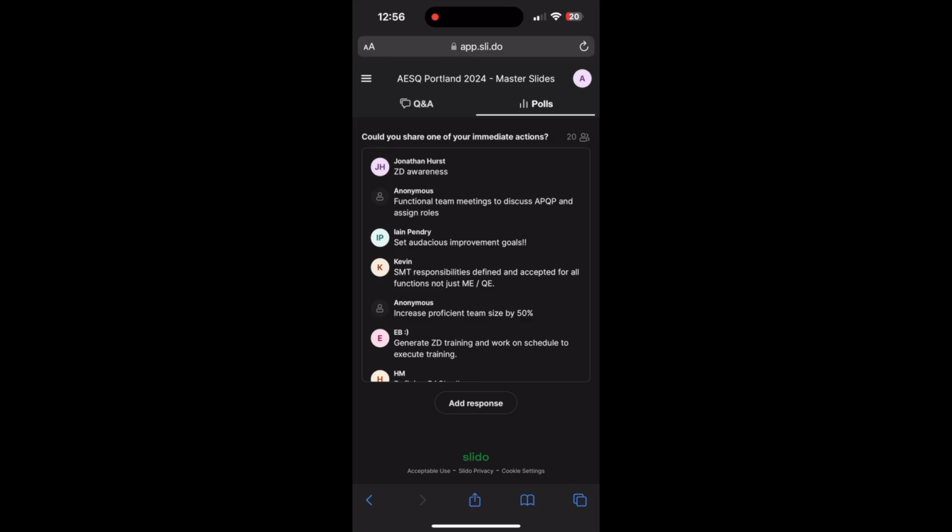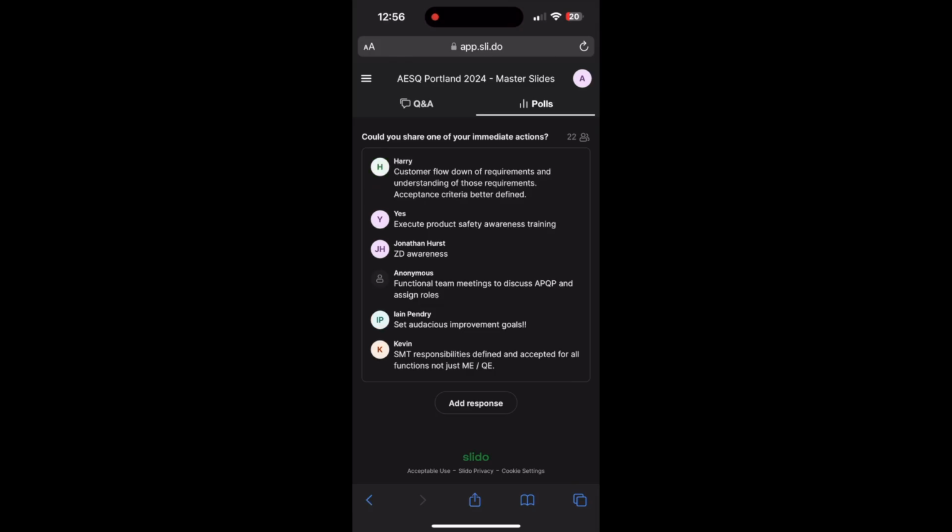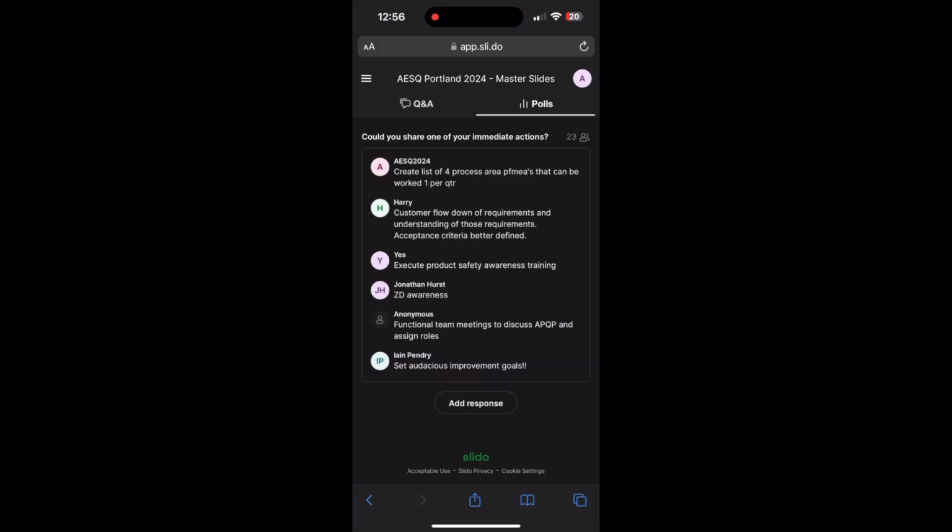Increase proficient team size by 50%. Very aggressive goal. SMT responsibilities defined and accepted for all functions, not just ME and QEs. That's also a RACI, it sounds like. Set audacious improvement goals. Okay. Functional team meetings to discuss APQP and assign roles. ZD awareness. Execute product safety awareness training. Still have 4 folks typing. And it's good for everyone to see this so that everyone sees what everyone is working with.